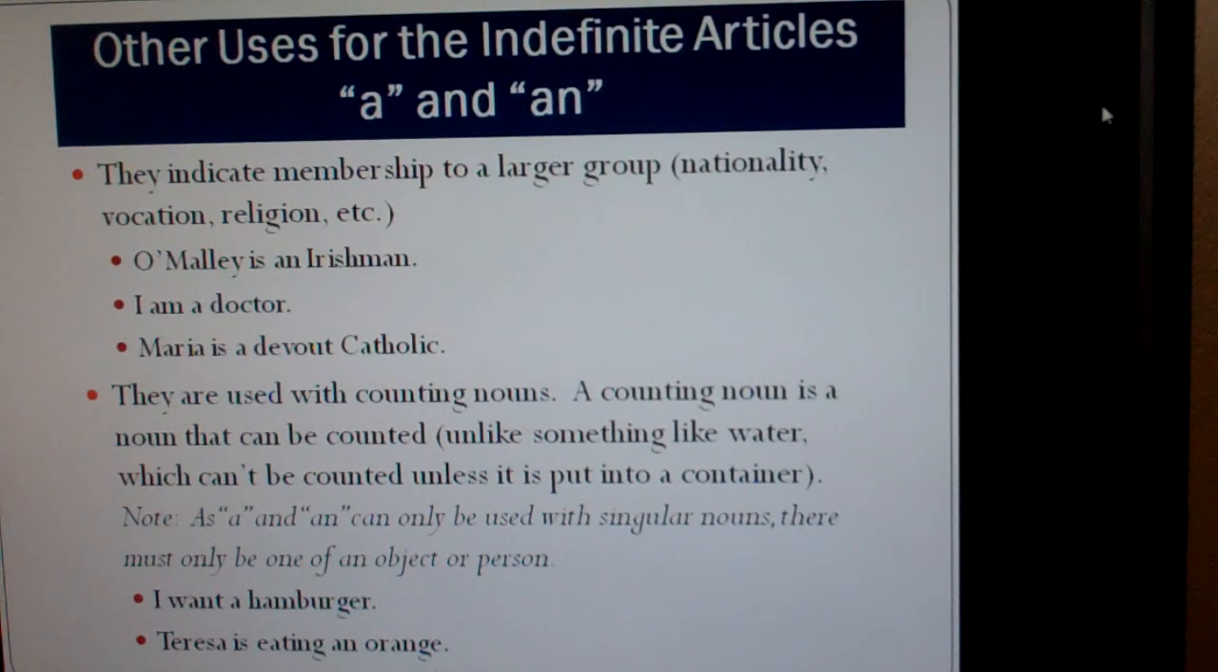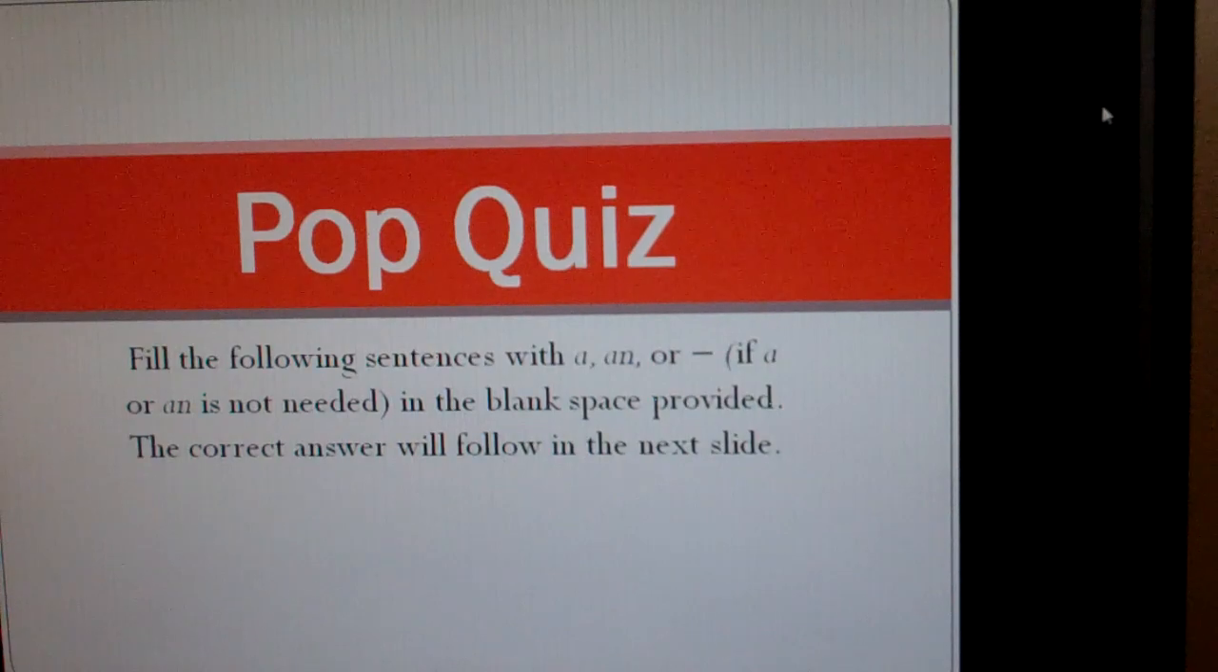Pop quiz time. Feel free to go back if you need to review if you're still confused. Fill the following sentences with a, an, or dash if a or an is not needed in the blank space provided. The correct answer will follow in the next slide. Notice though, if a or an is not needed, I'm not going to write it with a dash. The word will just be omitted. Okay, ready?